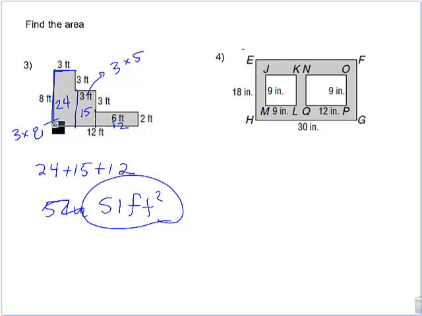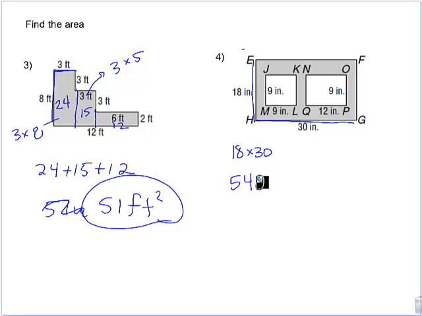Okay, what would we do when we have these two open spaces? Yeah, you'd have to subtract the open spaces off. So what would be the whole space? The whole big rectangle. It's an 18 by a 30, so we'd have to do 18 times 30. Well, what's 18 times 30? 540.